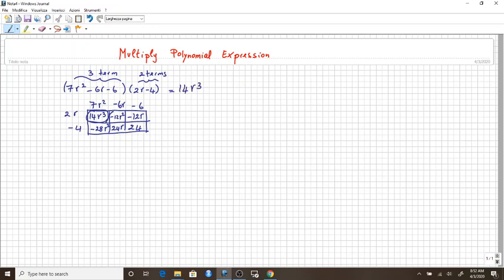And then these two terms can be combined. Negative 28 plus negative 12 is going to make a negative 40r squared, and then negative 12r and 24r is equal to positive 12r, and then the 24 stays by itself, so plus 24. So we get a polynomial expression of degree 3 with a leading coefficient which is 14.